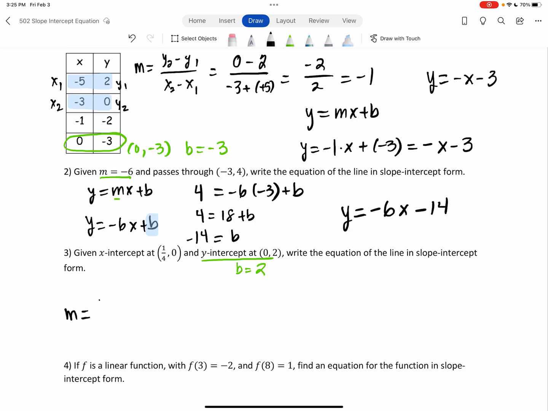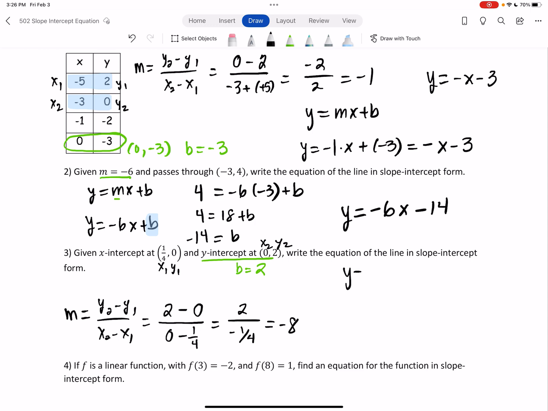Again, we can use that formula, y2 minus y1 over x2 minus x1. Here's one point, x1, y1. Here's another point, x2, y2. So we get 2 minus 0 over 0 minus 1/4. So 2 over negative 1/4. Put that in your calculator, and you get negative 8. So y equals mx plus b. M we just computed is negative 8, and b we computed is 2.